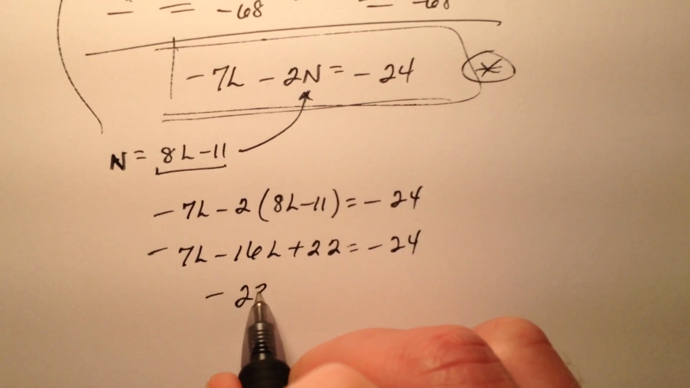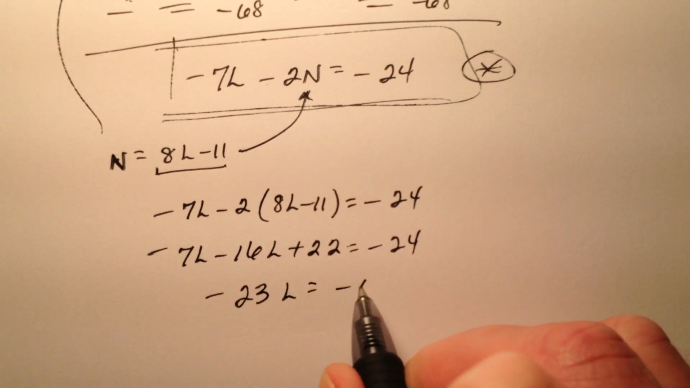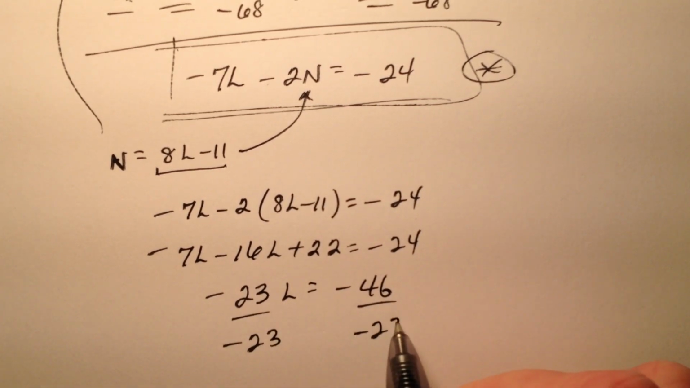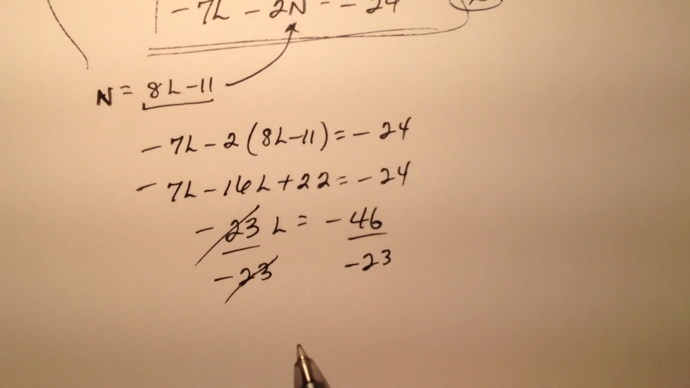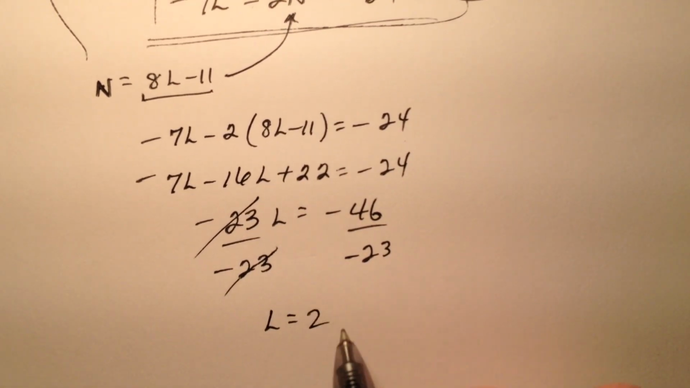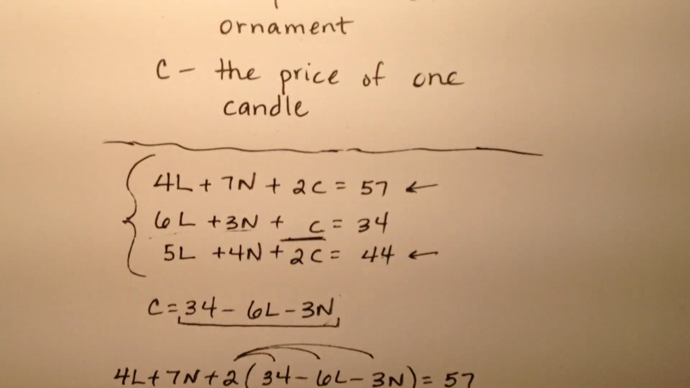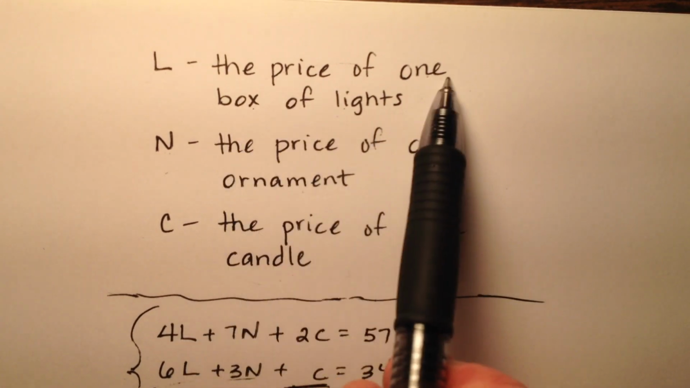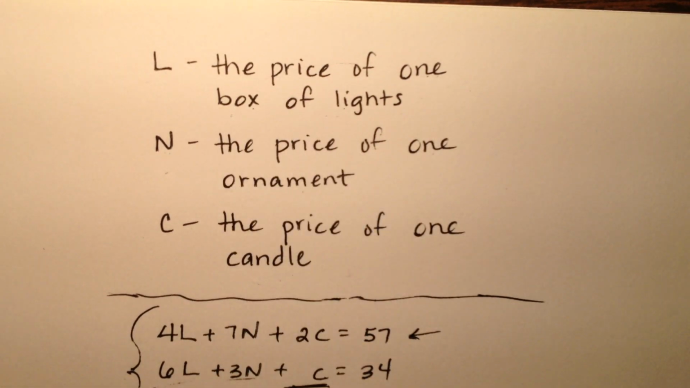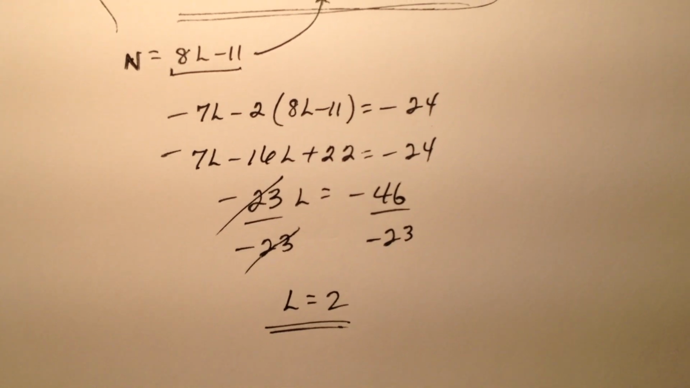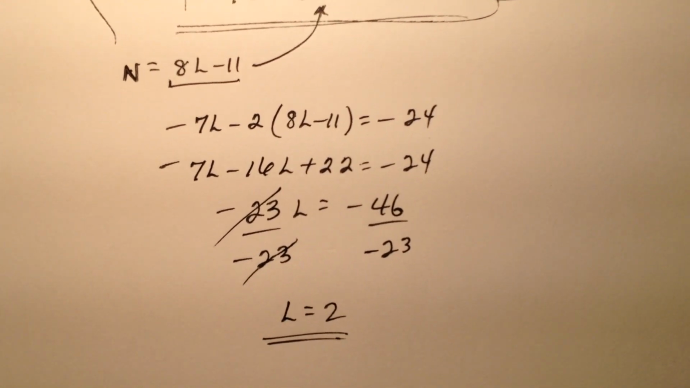Looks like negative 23L equals negative 46. So when I do a quick division by negative 23, L is 2. All right, well, what did L represent? Let's march all the way back up here to the top. L was the price of 1 box of lights. So we know that that is going to be $2. Well, let's go ahead and start our back substitution process to get the other values.